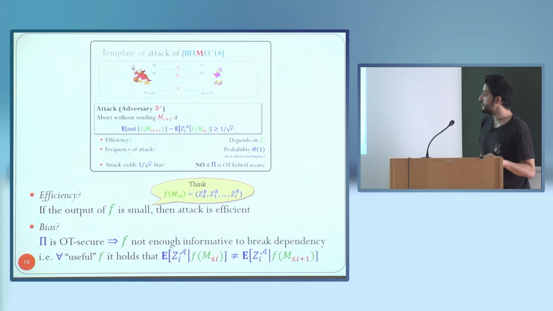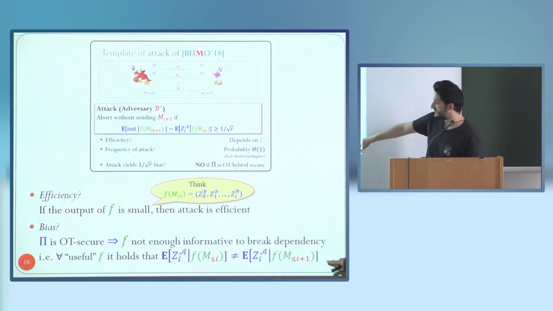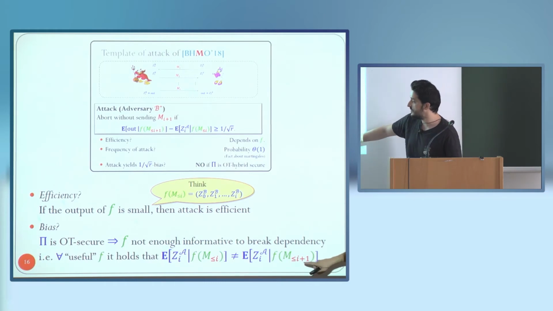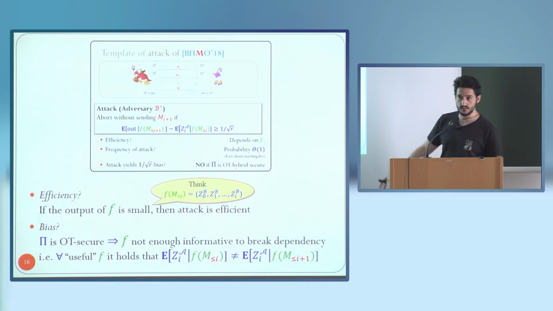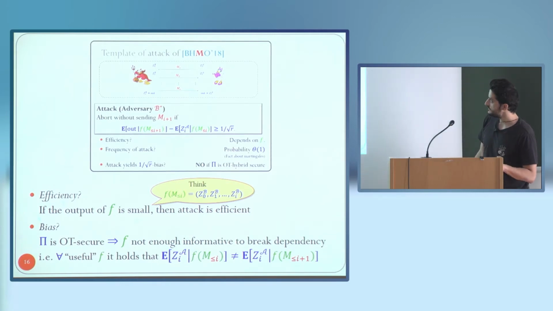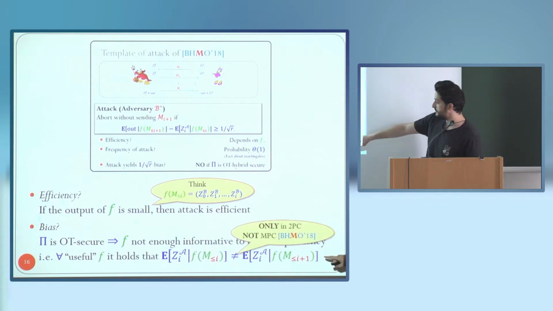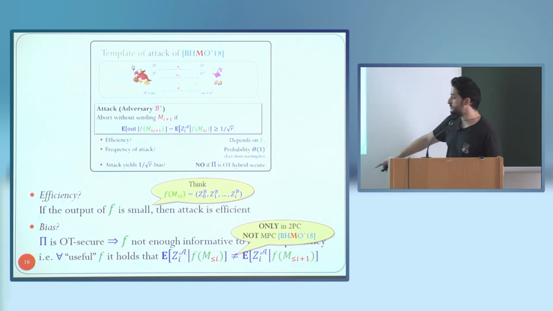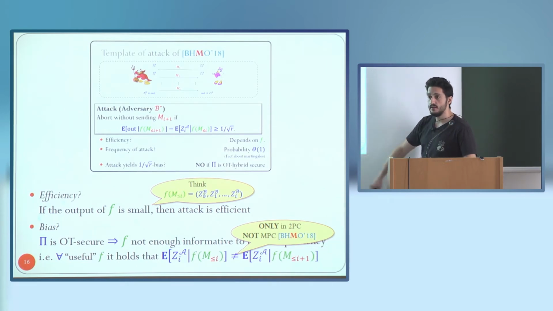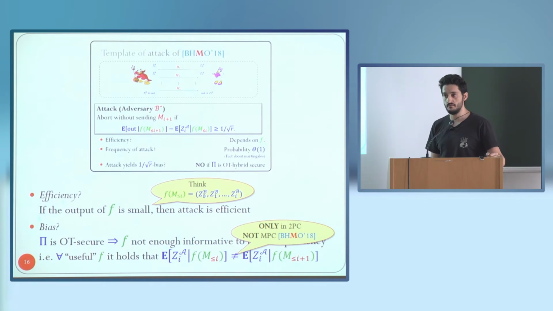So what about the bias? The point is that if pi is secure in the OT hybrid model, then there is no function f that is informative enough to break the dependency. In other words, our magic equation from a couple of slides ago is not going to go through for any choice of useful f. I need to emphasize that this only happens in the two-party case. In the multi-party case, we're working very hard to find a suitable f that will allow us to break the dependency and show that we can get the 1 over square root of r bias.